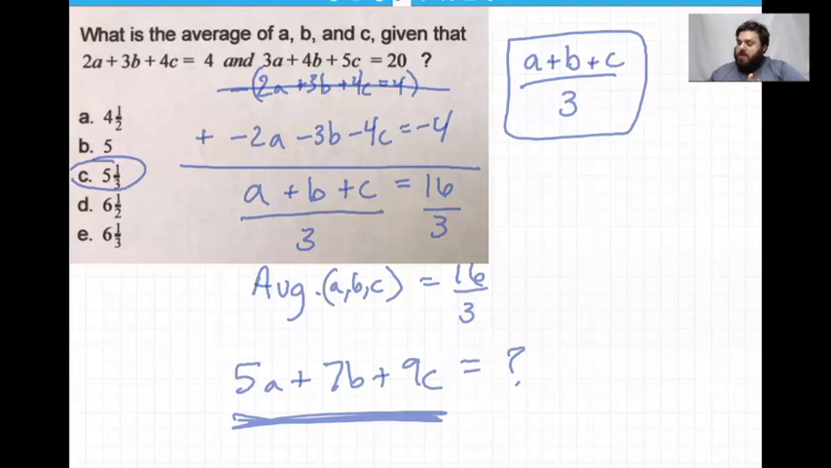So then on the other side, if I added 4 and 20, I would get 24. So that would mean the sum of those expressions is equal to 24. So just be on the lookout for things like that. This is definitely something that you can utilize on the test.